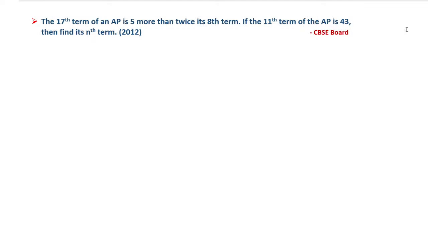The 17th term of an AP is 5 more than twice its 8th term, and the 11th term of the AP is 43. Find the nth term. Both are similar questions, nothing different. So solve both of them and send them to me. I will see them tomorrow.